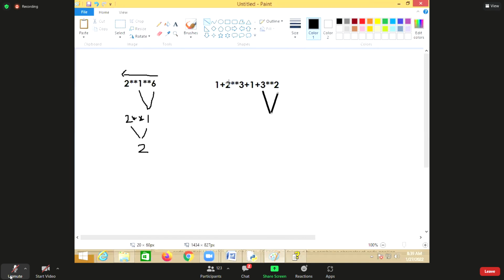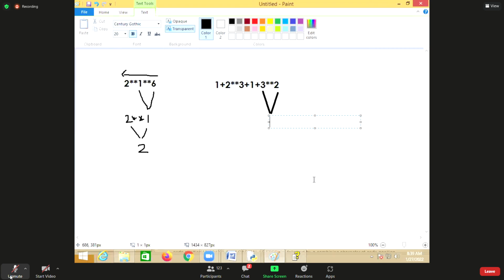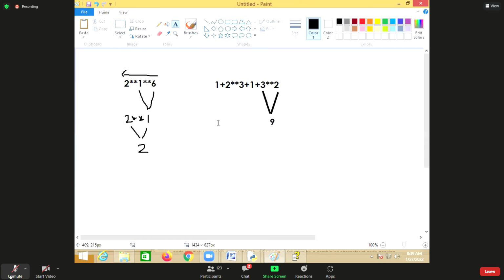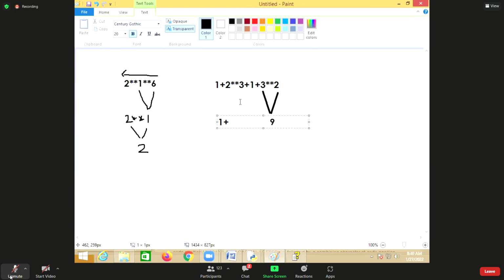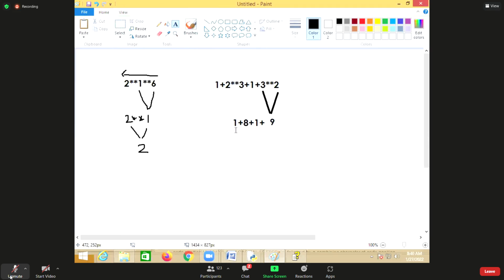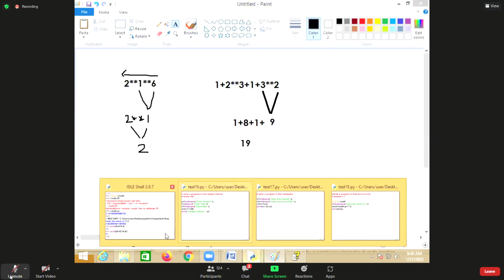3 to the power of 2. 3 to the power of 2 is what? 9. Then 2 to the power of 3 is what? 8. So it is 1 plus 8 plus 1 plus 9. Just try to understand, evaluation is from right to left. Now this is the total result. You'll get what? 19.